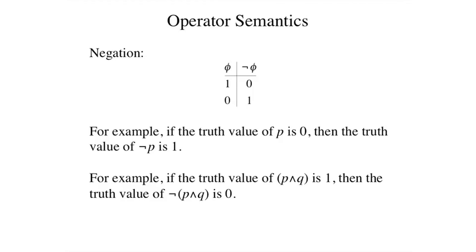Let's start with negation. If the truth value of a sentence is true in a truth assignment, then the truth value of its negation must be false. If the truth value of a sentence is false, then the truth value of its negation must be true. For example, if the truth value of P is 0, then the truth value of its negation is 1. If the truth value of a conjunction is 1, then the truth value of the negation of that conjunction must be 0.